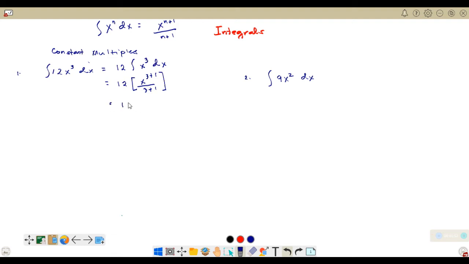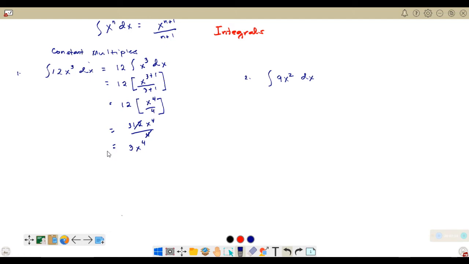Let's simplify. We have 12 times x raised to the 4th power over 4. 12 x to the 4th power over 4. So, 12 divided by 4 is 3. You're going to be left with 3x to the 4th power.